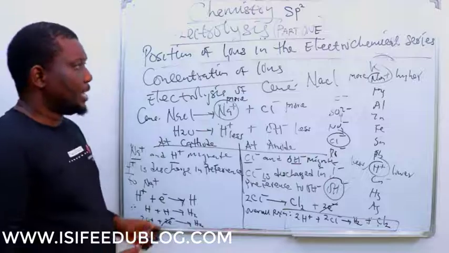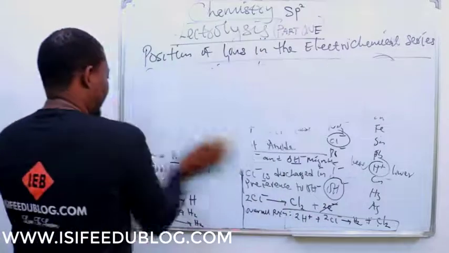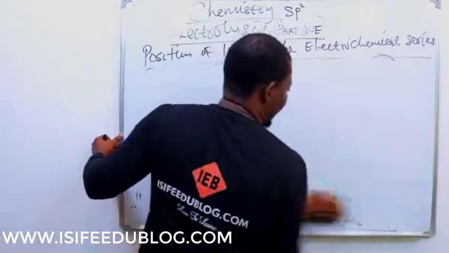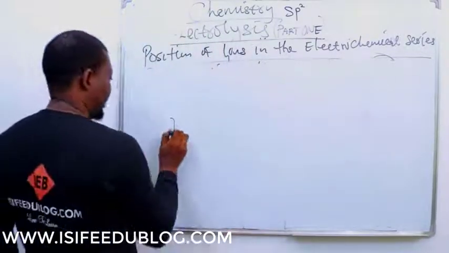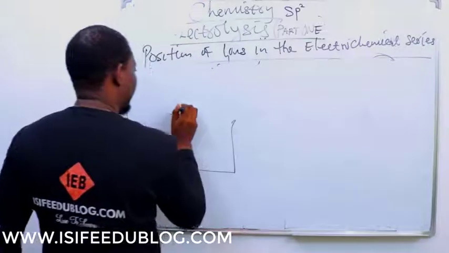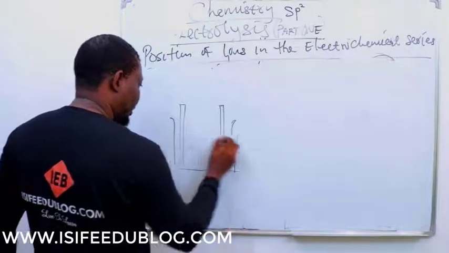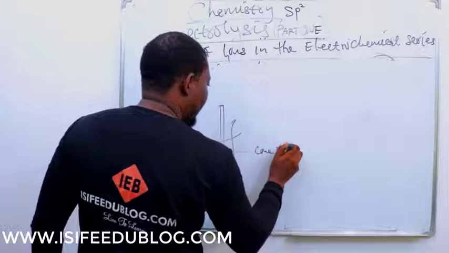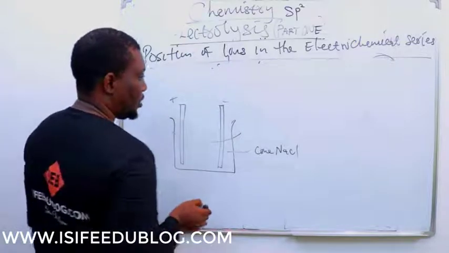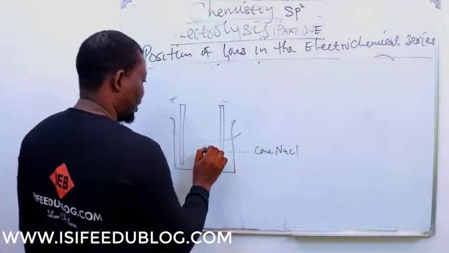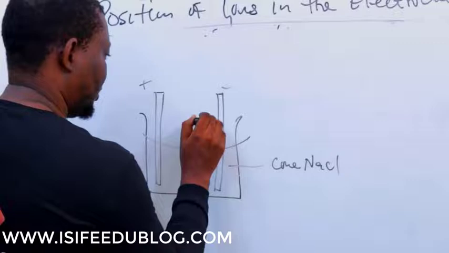Okay, then I can represent this in an electrolytic cell for better analysis and understanding. Suppose I have my electrolytic cell, I have my two electrodes dipped into it, and the electrolyte is concentrated NaCl. Now, this is my cathode, this is my anode. At the cathode, sodium remains down here, even though it's more concentrated, because of where its position lies. So H+ is the one that goes.